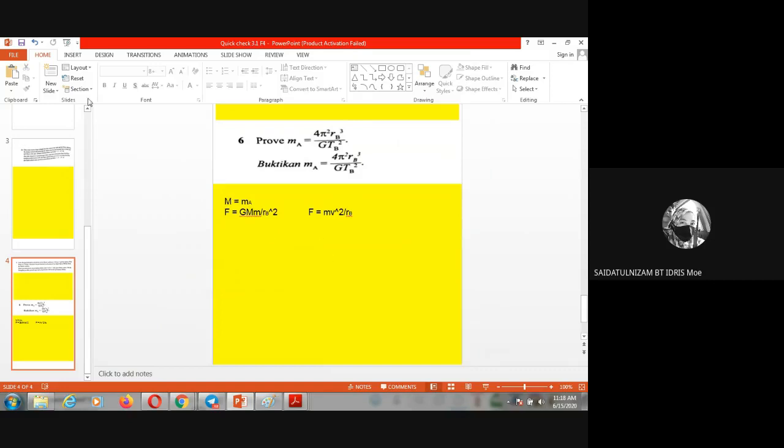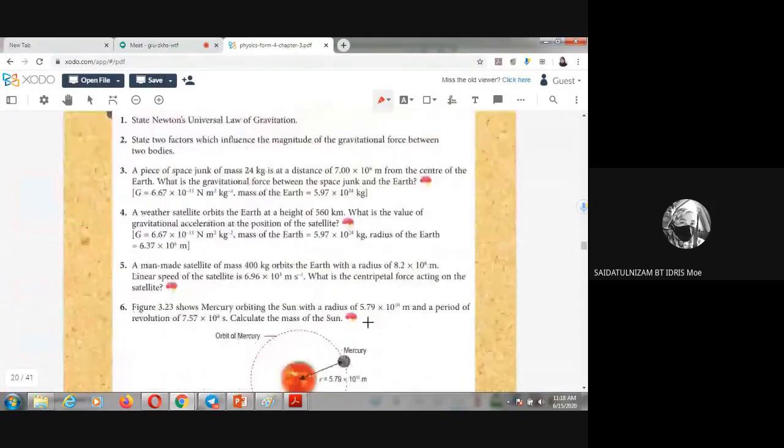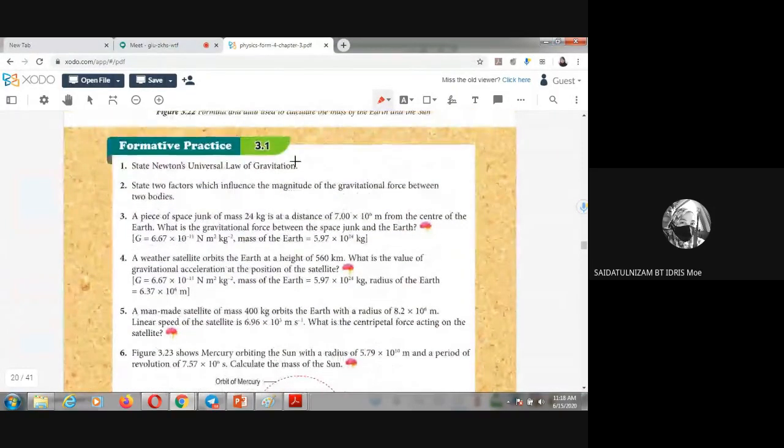Okay, this one try. Okay, now we continue formative practice 3.1. Okay, state the Newton's universal law of gravitation. What is the meaning of gravitation? Newton's universal law of gravitation.